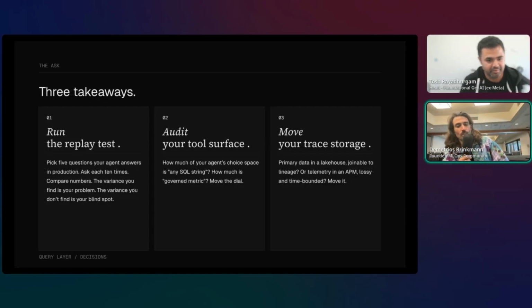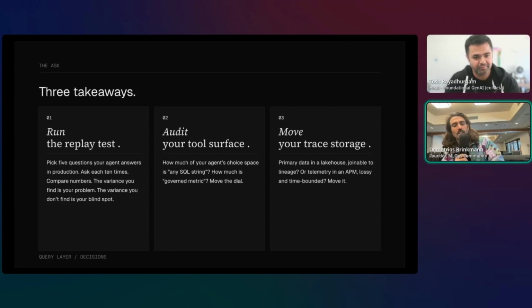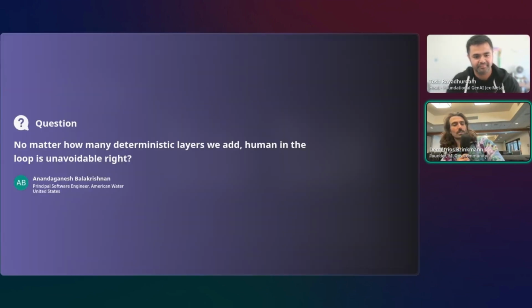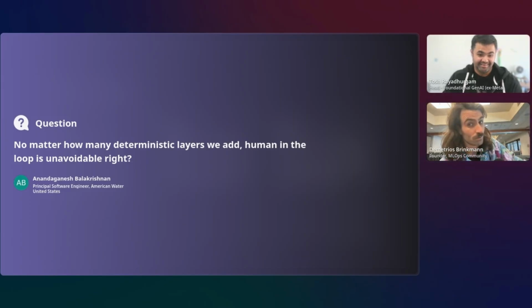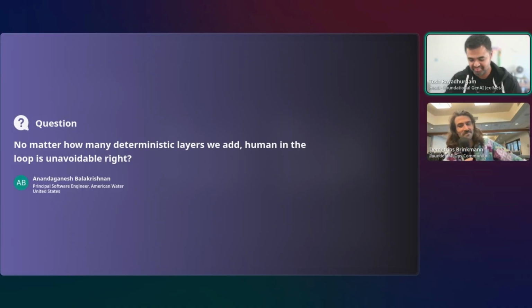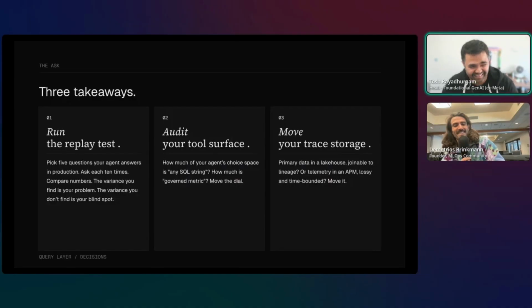We've got one last question for you, and it's basically, no matter how many determinism layers we add, we always need a human in the loop, right? Yes. I guess hopefully AGI is going to help solve that, but yes, I think most likely we'll have humans in the loop. I can speak for the next 5 years.